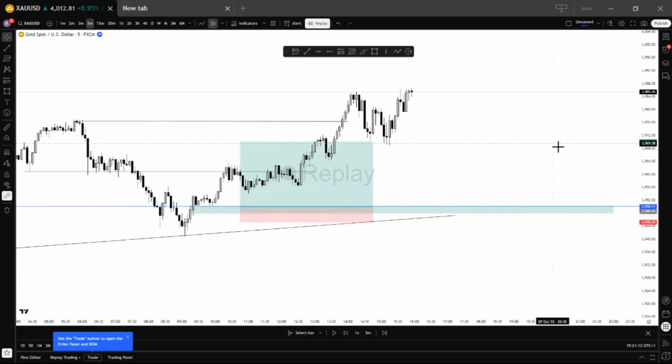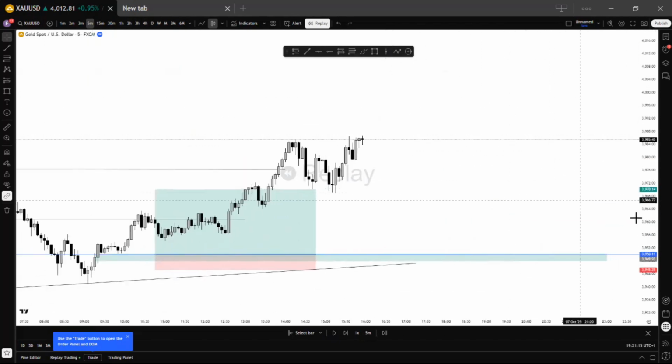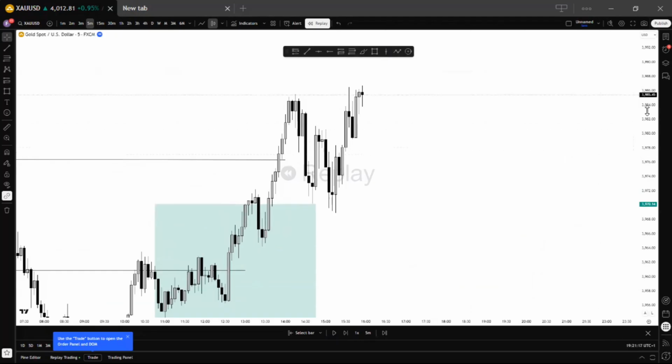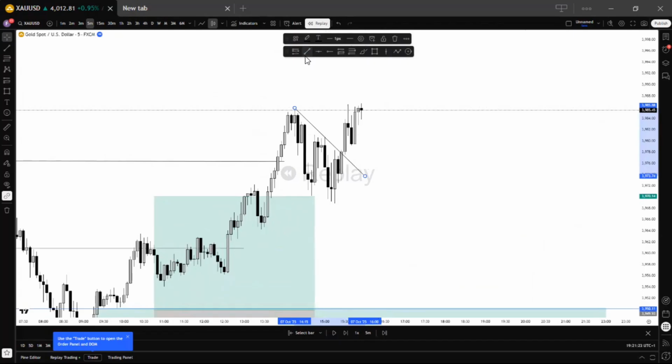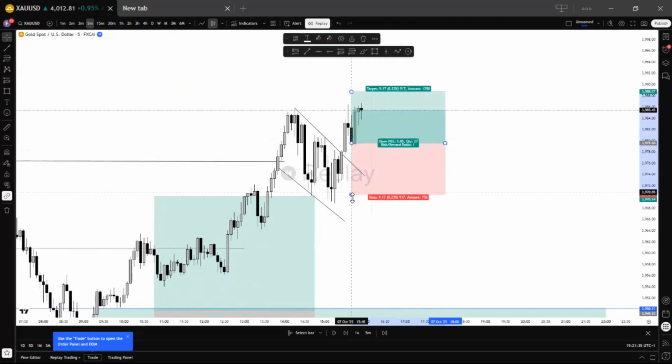Now we have something interesting. You see this flag that we have here? This is a rally-base-rally. I made a video on it just recently, and you can check my channel and it's there. So you see what we have over here? This is a rally-base-rally. We have a retest over here already. So an entry would have been taken here, stop loss beneath this other block right here.